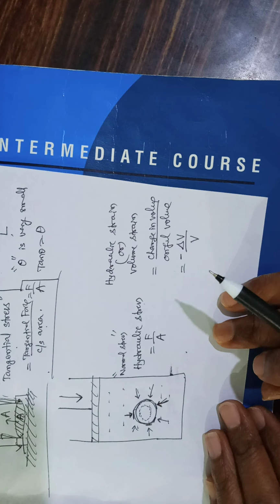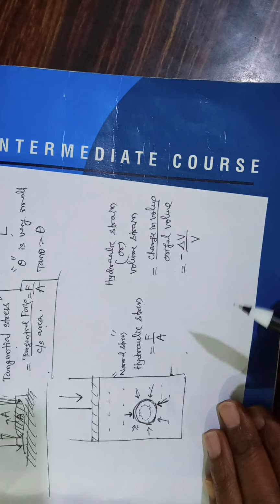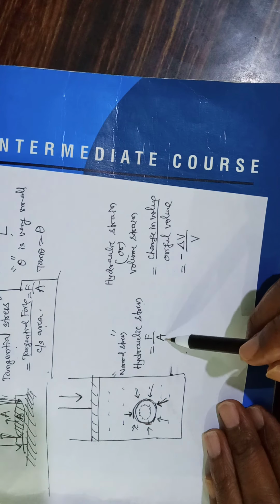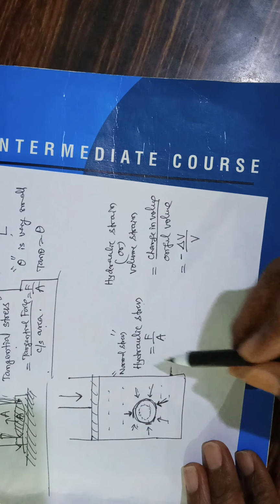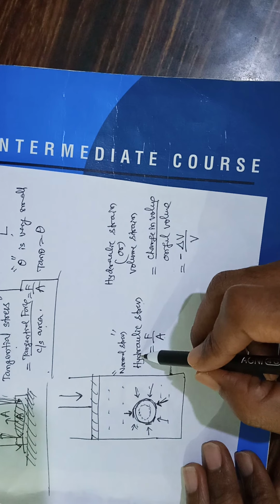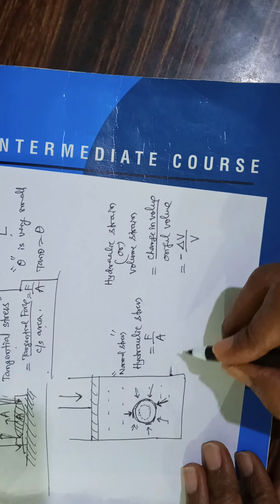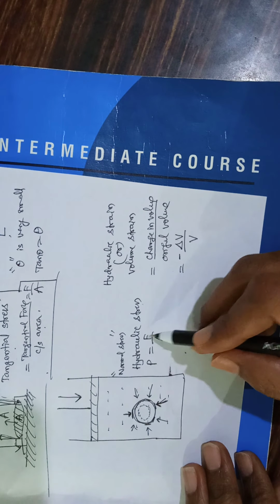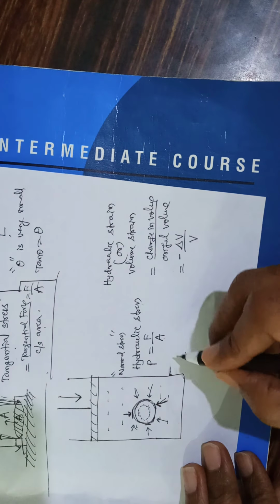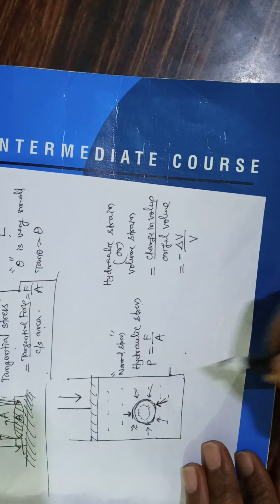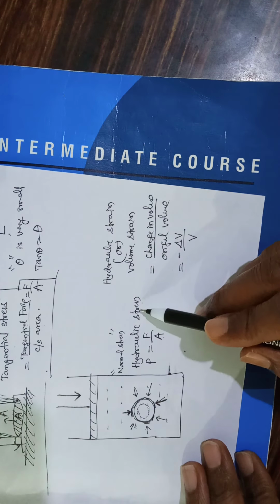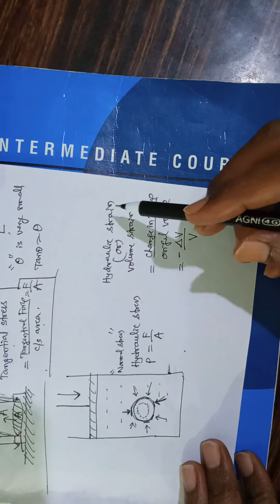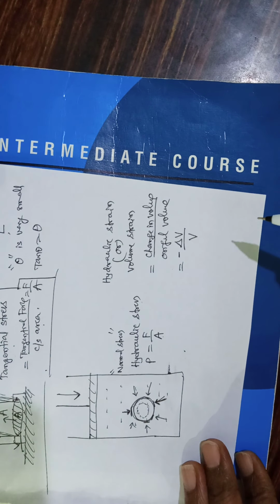Okay. So now here we give another name also. Hydraulic stress is defined by force by area. So here we give another name for hydraulic stress, and that is pressure. Pressure is defined as force by area. So we give here another name, that is pressure. Hydraulic stress or pressure. And here hydraulic strain or volume strain.